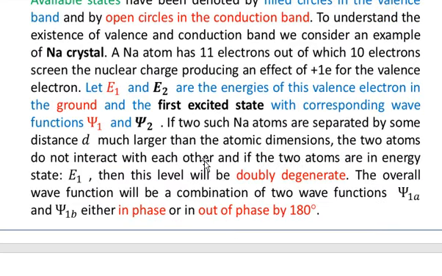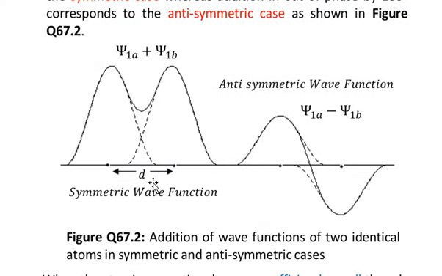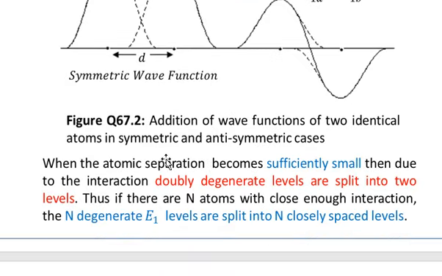Now you see that we started with only two sodium atoms, and this is the separation between the two sodium atoms. The two atoms may have the same phase, or one may be out of phase with respect to the other by 180 degrees. So we have two possibilities, the symmetric wave functions or the anti-symmetric wave functions. That is, the two wave functions can simply add or can simply subtract. When the atomic separation becomes sufficiently small, then due to the interaction, doubly degenerate levels are split into two levels.